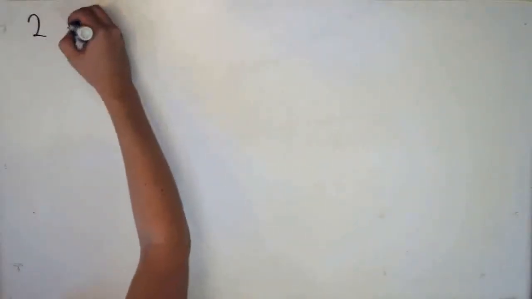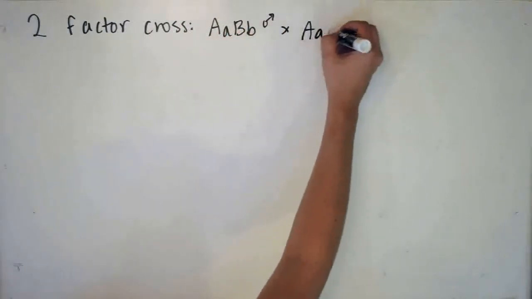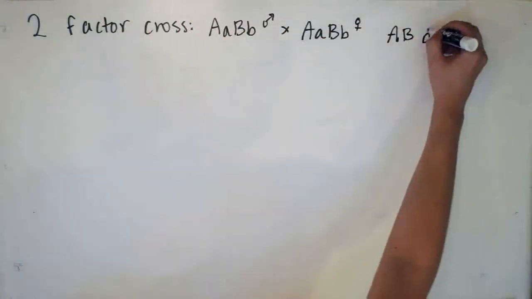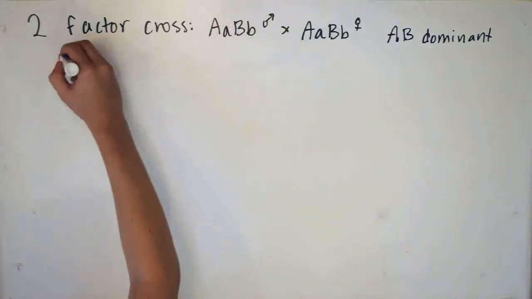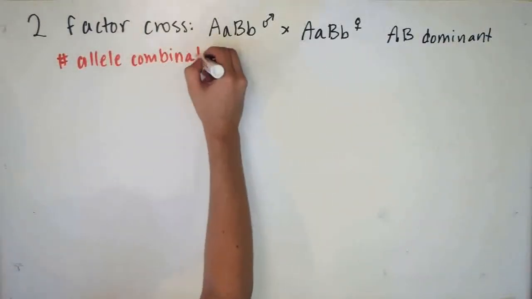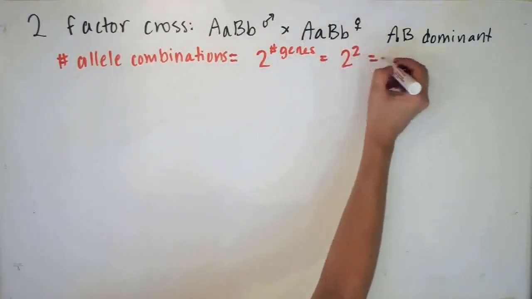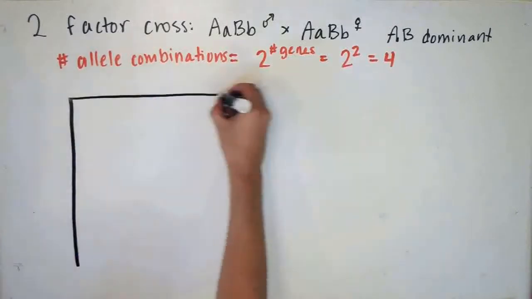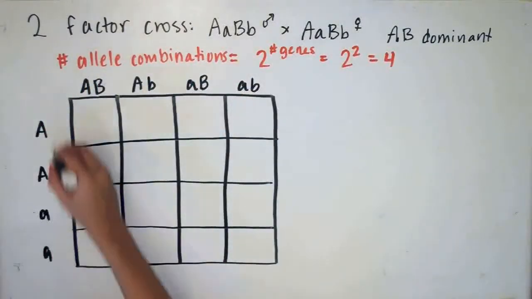The Punnett square is still manageable for a two-factor cross. We'll use heterozygotes again. Here, the number of columns and rows we'll need is equal to the number of allele combinations that are possible based on the parent's alleles. For heterozygotes, this is equal to 2 to the number of genes, so 2 squared equals 4. I'll draw a 4x4 table and add the paternal and maternal allele combinations.